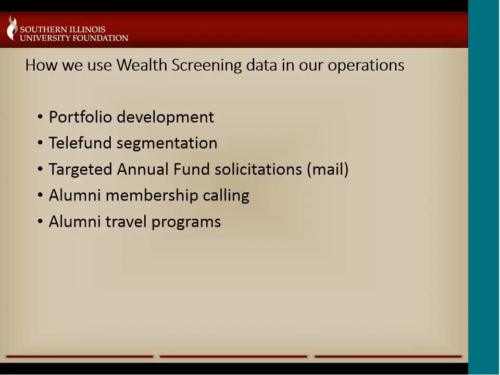We use it in a number of different ways. One, I mentioned portfolio development and those principal gift prospects, but that has been something that we've done. We've based some of our decisions on the Grenzebach-Glier results. Telefund segmentation has been big. We saw the annual fund ratings that we got. We're using that to make sure that the most experienced callers are associated with people who are most likely to give, and most likely to give that $5,000 plus number.